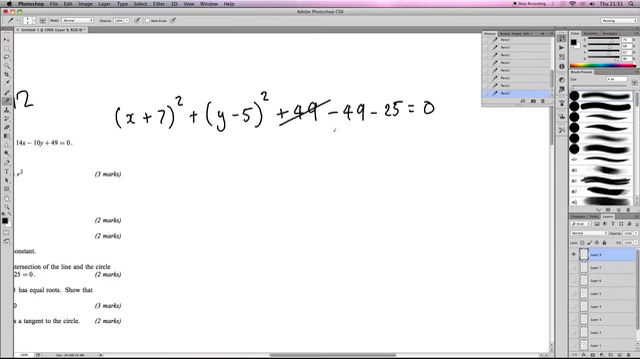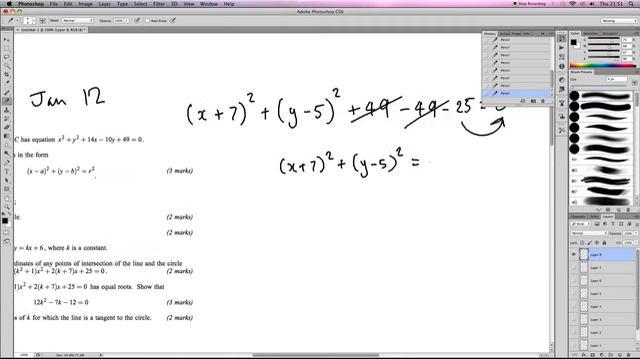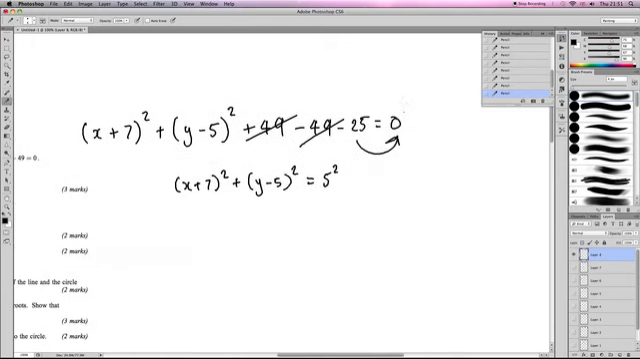These two cancel out, move that over. So the final answer is x plus 7 squared plus y minus 5 squared, and it's equal to 25, but they want it as r squared, so it's going to be 5 squared. If you do not have a squared number on this side, you've gone wrong somewhere.